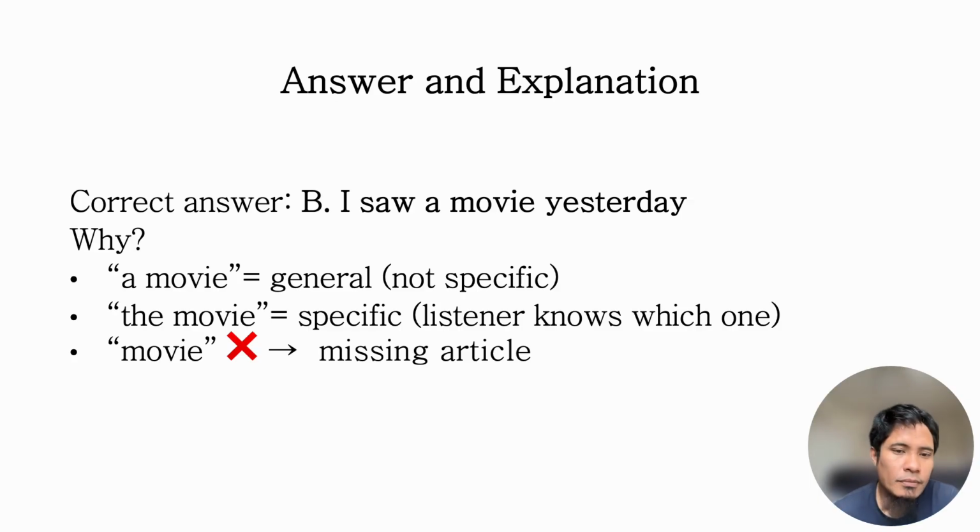And option A, I saw movie yesterday, is incorrect because English requires an article before a singular countable noun like movie. This example shows how articles are not just small words, they carry meaning. They help us understand whether something is general or specific.